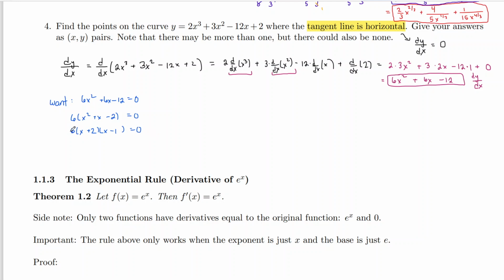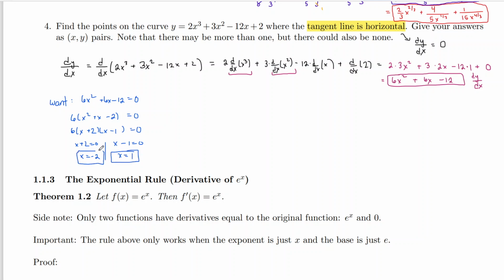Normally we have to worry about setting the thing in front equal to 0 if there's an x there, but this is just a number, so we don't have to set that part equal to 0. We just have x plus 2 equals 0 and x minus 1 equals 0. And for the one on the left here, you subtract the 2 and you get x equals -2. The one on the right, you add the 1 and you get x equals 1.